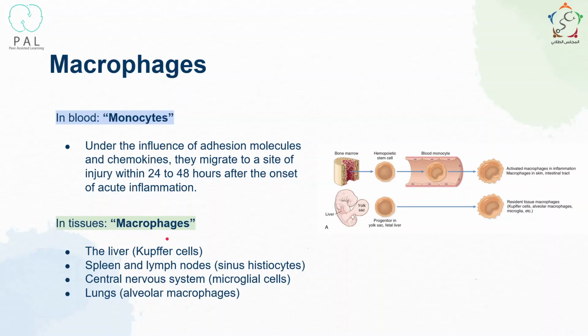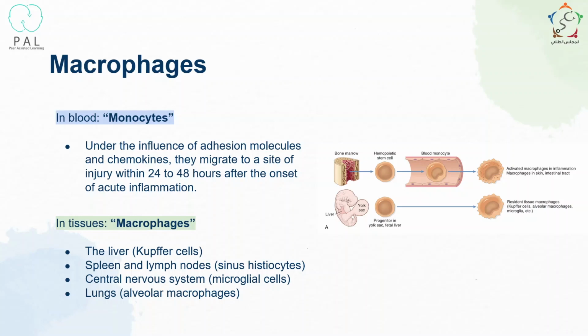So they are resident in some tissues such as the liver, the spleen, central nervous system, and the lungs. And in each certain location, they have a specific name. So in the liver, for example, they're known as Kupffer cells. In the spleen and lymph nodes, they're known as sinus histiocytes. In the central nervous system, they're known as microglial cells. And in the lungs, they're known as alveolar macrophages. The main function of macrophages generally is they constitute the mononuclear phagocytosis system or the reticuloendothelial system. So they mainly engulf pathogens.